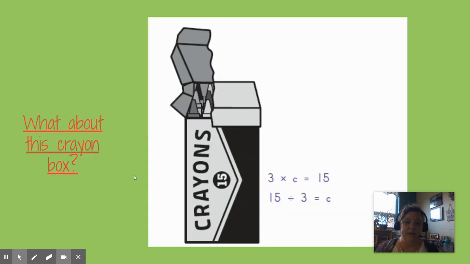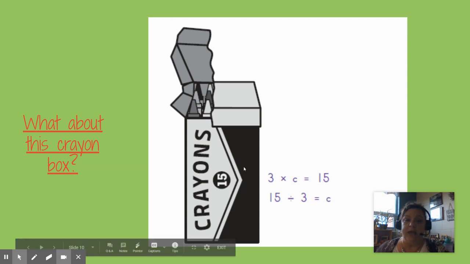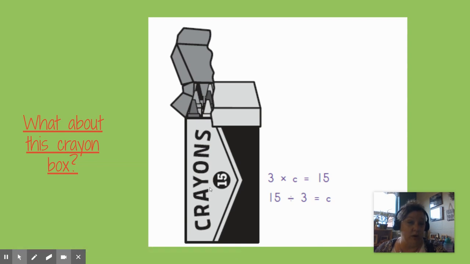All right. What about this one? It's a little bit different. We have a crayon box. We have 15 crayons in this one. So that's important. Look at what's exposed here. We've got 3 rows instead of 4. So we know 15 is our big number.